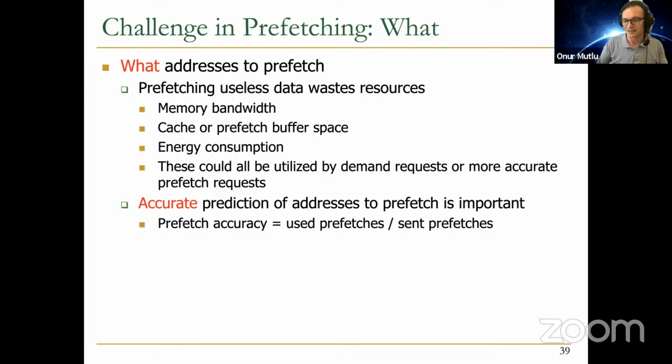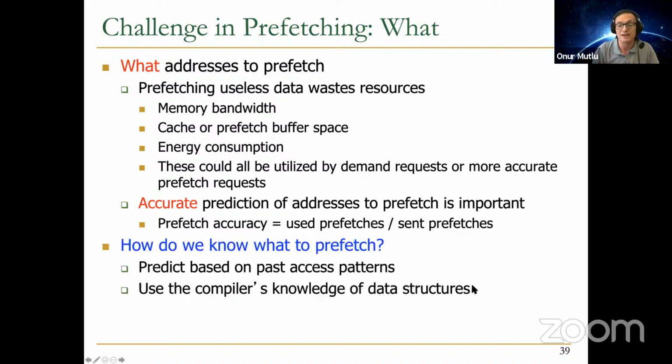You can be very liberal in sending out prefetches and your accuracy may drop, but you may actually be capturing a lot of the cache misses such that the processor is not seeing those cache misses. But of course, this may come at the expense of memory bandwidth and etc. Now, if you have idle memory bandwidth, and this is good, maybe you're using the idle memory bandwidth for prefetching, but if you don't, then this may lead to a problem.